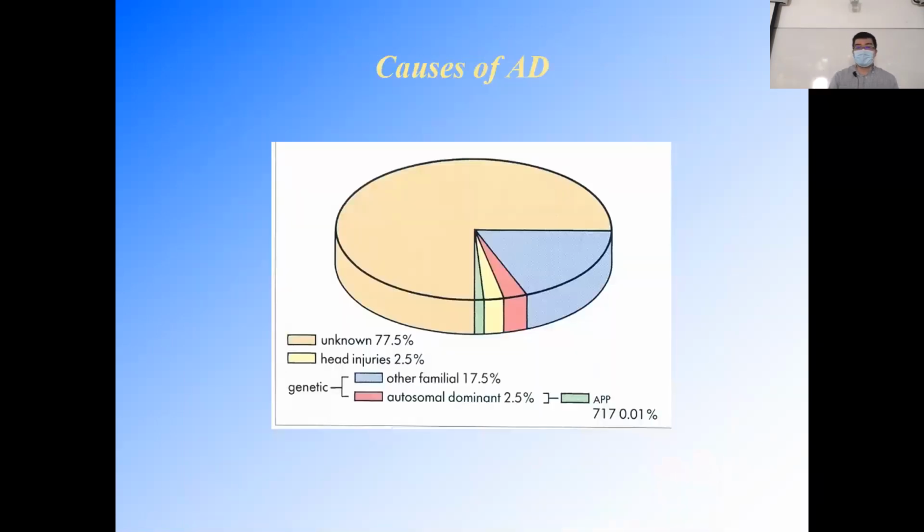Now the cause of the Alzheimer's disease. So the cause will give us some idea about what initiates the disease. Now you can see that around 77.5% are not known. Okay. Now some of those are related to head injuries. It may not be the same.